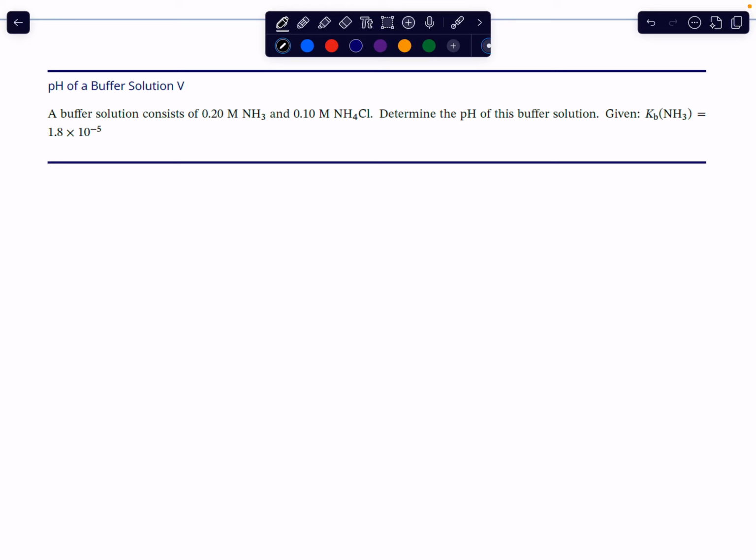Hello everyone, so we're still looking at the pH of buffer solutions, and in this example we're asked to determine the pH of a buffer solution that consists of 0.2 molar of ammonia and 0.1 molar of ammonium chloride, given the Kb of ammonia, which is 1.8 times 10 to the negative 5. So let's just remind ourselves what this Kb means.